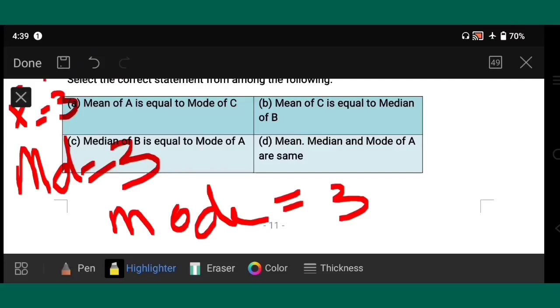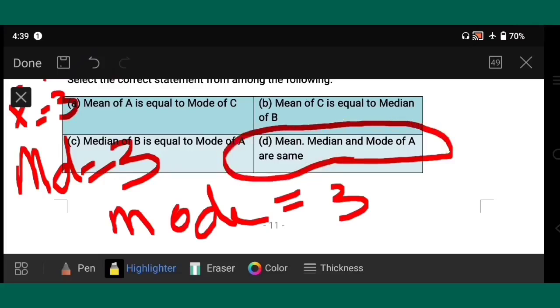So let's check the options. We have 4 options, and when we come over here, the mean, median and mode of A are the same. Clearly mean equals 3, median equals 3, mode equals 3. So option D is correct.